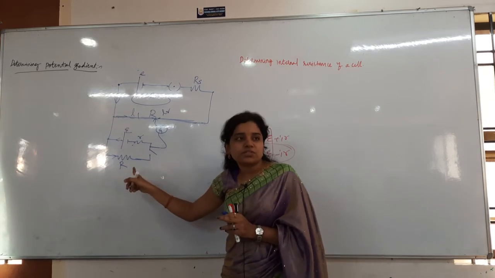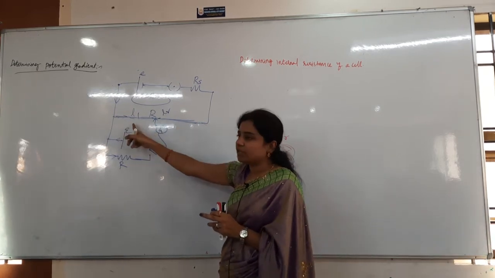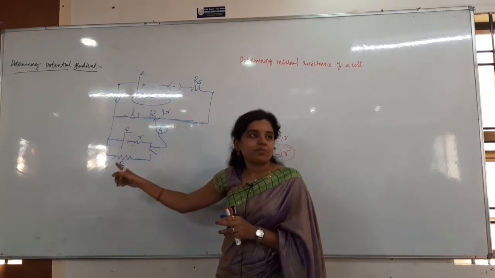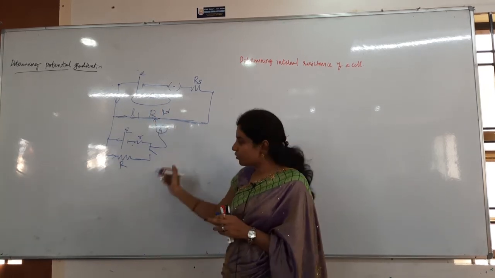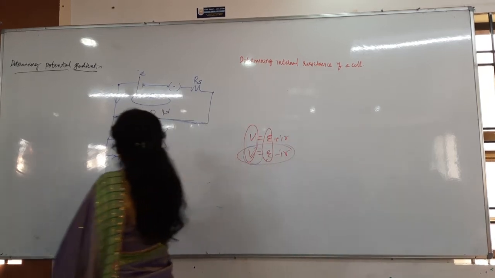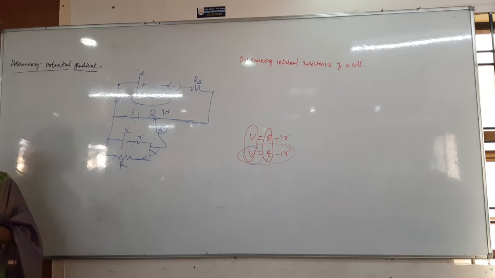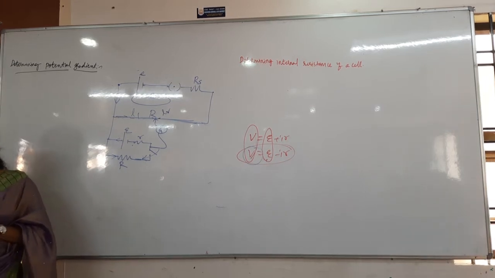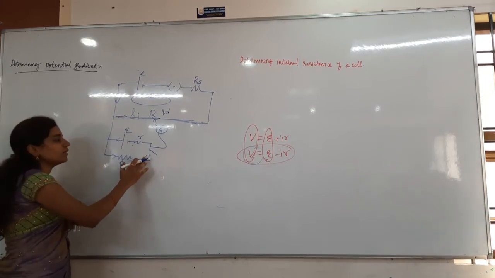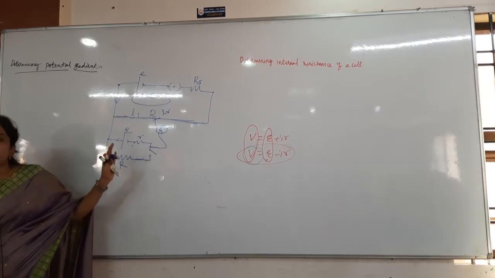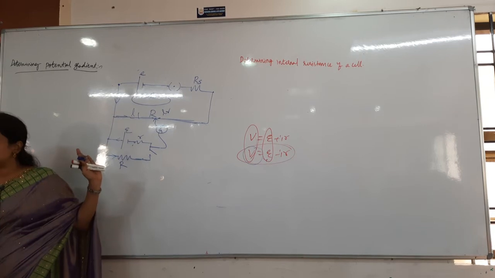Once I close the switch and again move the jockey, the balancing length is how much? L2. And now what will be there, EMF or voltage? Voltage. Once I close the switch, the cell gives current to the resistor, so at that time voltage will be there. Now once I open the switch, nobody is taking the current out from the cell, so what will be there? EMF will be there. Clear?